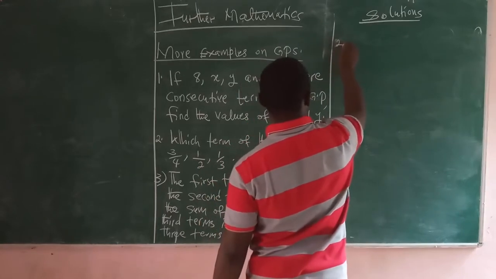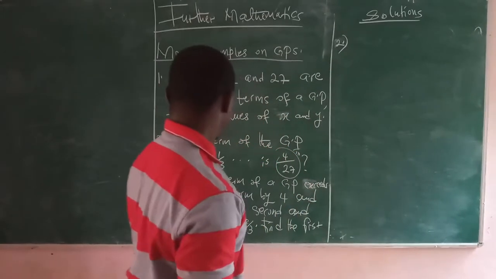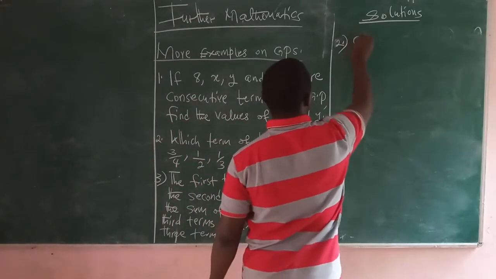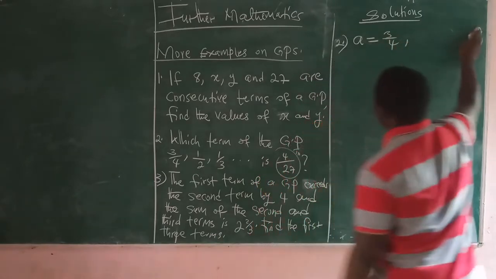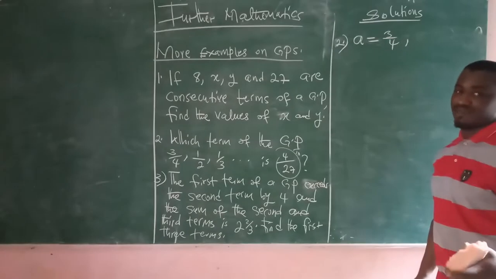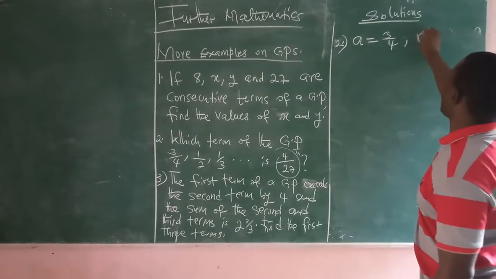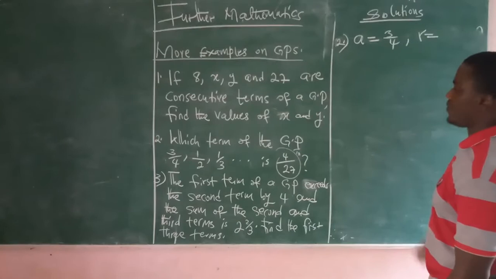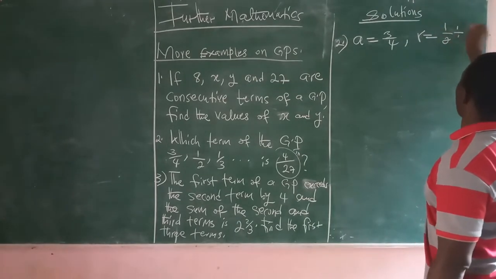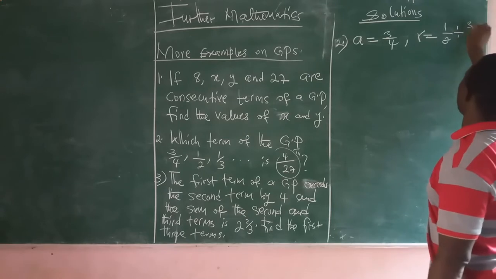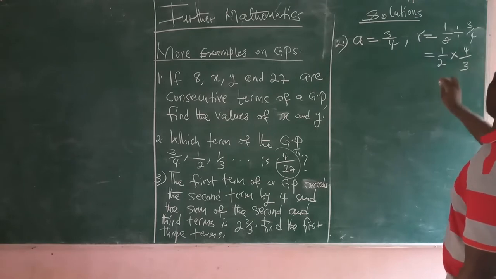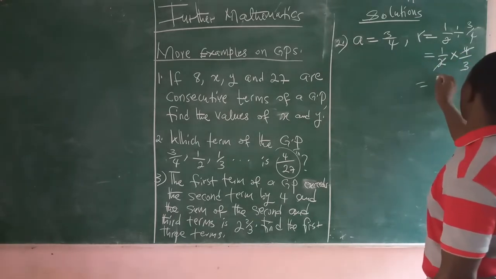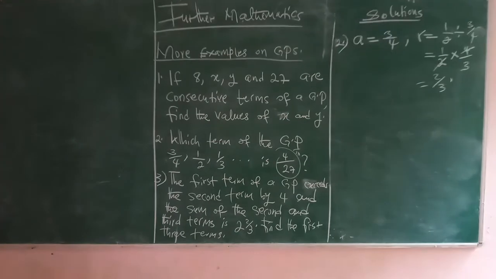So, number 2. Which term? In this question, we are given the first term, which is equal to 3 over 4. And then the common ratio is a term divided by its preceding term, which is r is equal to, choose any term, 1 over 2 divided by 3 over 4. So this is 1 over 2 times 4 over 3. And so 2 goes in here to give me 2 over 3. So that's the common ratio. The common ratio is 2 over 3.